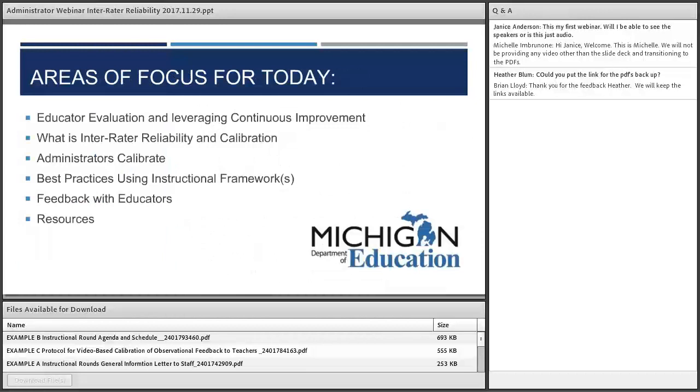So our areas of focus today are really going to help you to continue to focus on your continuous improvement for the 17-18 school year, how you want to continue to grow and improve your educator evaluation system. We're going to take a toe dip into some best practices today around inter-rater reliability and calibration techniques and strategies that administrative teams can use at the building and district level. Our goal for this webinar series is really to help be your partner in your efforts to use your EdEval systems to improve teaching, learning, and leadership in your district.